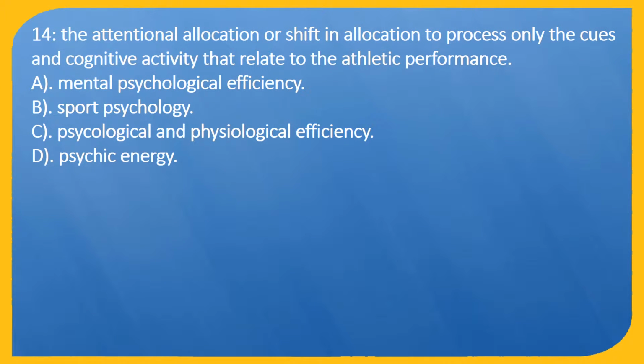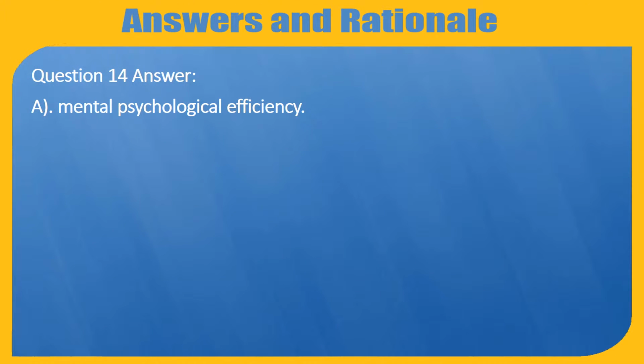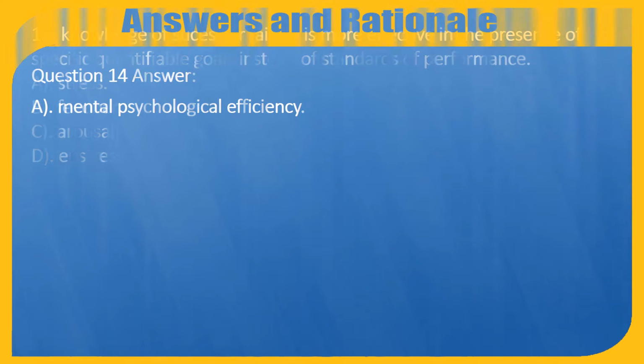Question 14: the attentional allocation or shift in allocation to process only the cues and cognitive activity that relate to the athletic performance. A. Mental psychological efficiency. B. Sport psychology. C. Psychological and physiological efficiency. D. Psychic energy. Question 14, answer A. Mental psychological efficiency.